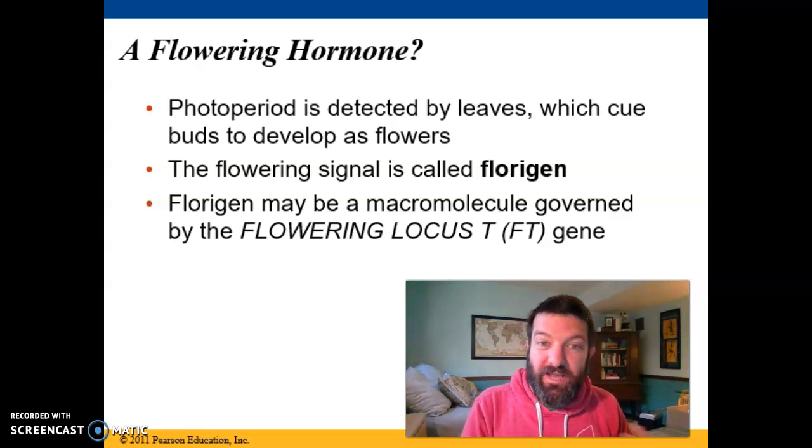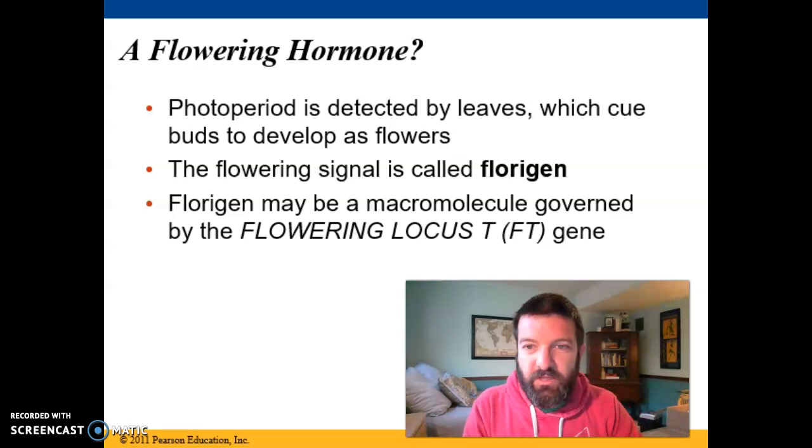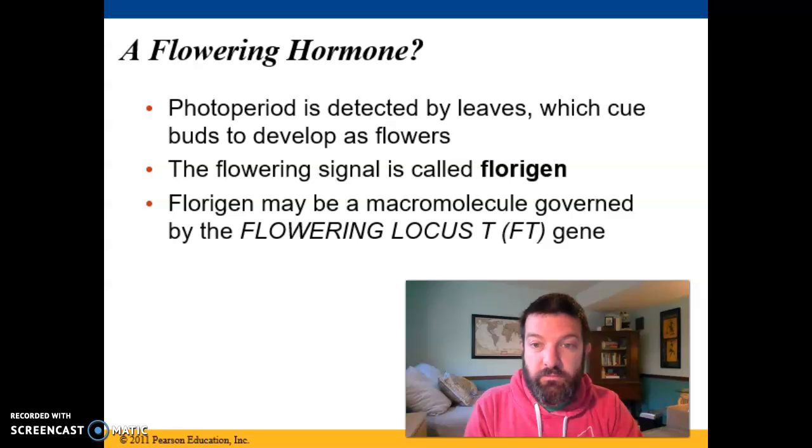Leaves seem to be what detects this photoperiod. Again, long days or short days, but really long nights or short nights. And the mechanism is a signal called florigen. So this is a flowering signal. It comes from the leaves when the photoperiod is correct and stimulates flowering. And it seems to be governed by something called the flowering locus T, or FT gene.